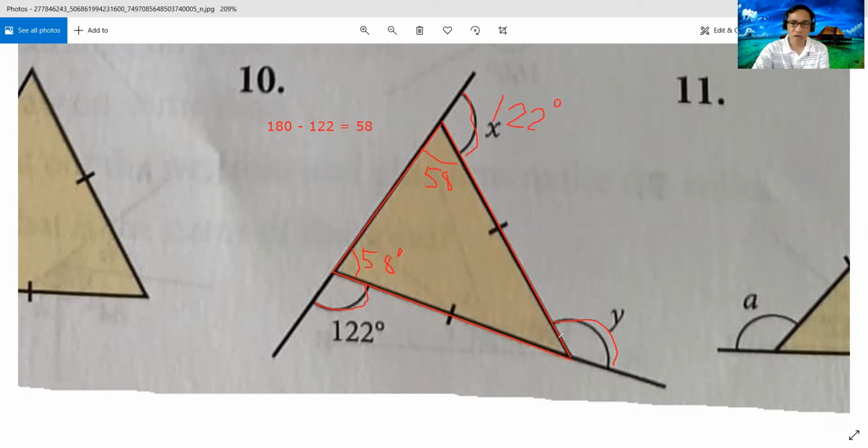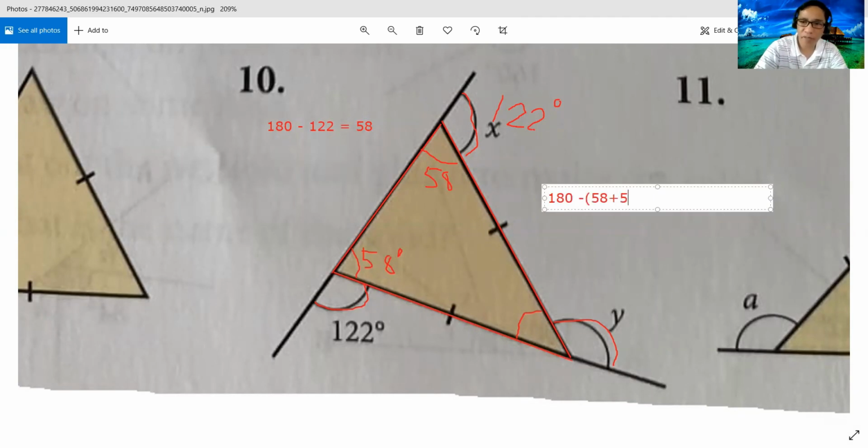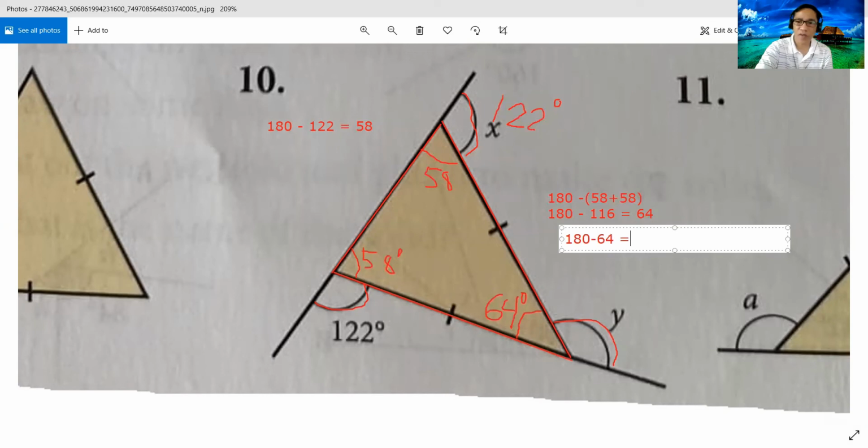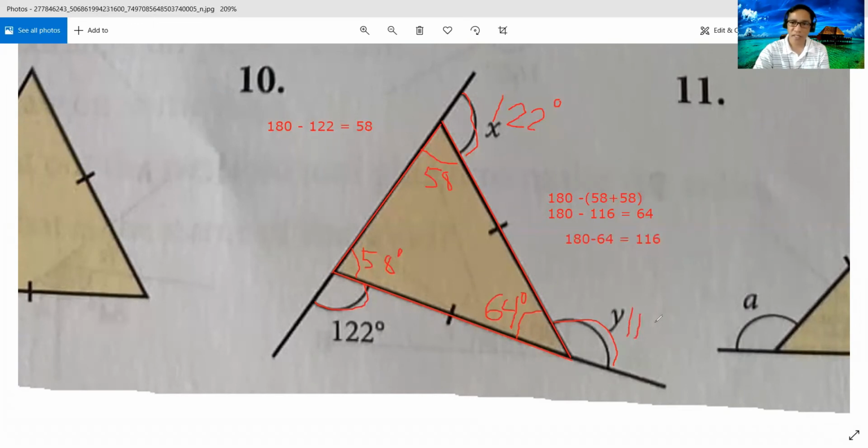So to get angle Y, you have to first find this angle. 58 plus 58, so 180 minus the sum of 58 and 58. 58 plus 58: 50 plus 50 is 100, 8 plus 8 is 16, so 116. So 180 minus 116 is equal to 64 degrees. Therefore, the internal angle here is 64 degrees. To get angle Y, 180 minus 64 is equal to 116 degrees. Okay, so angle Y is 116 degrees.